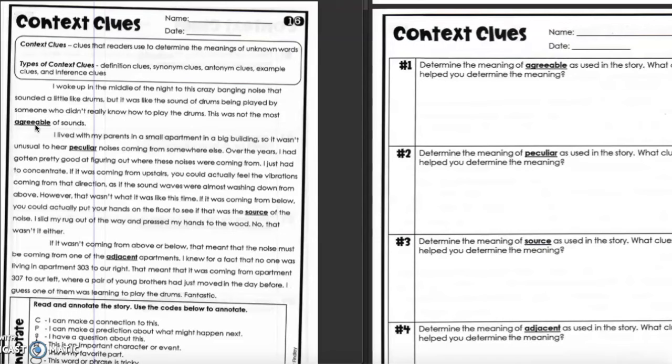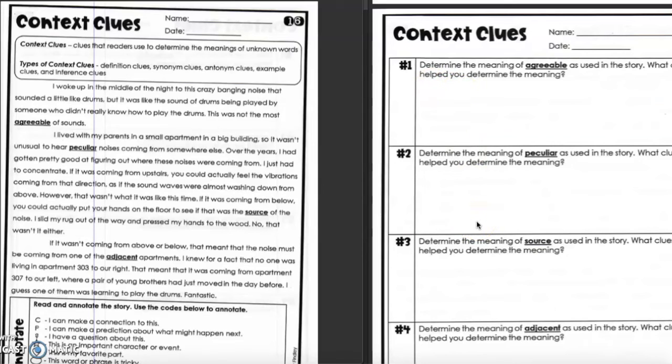So the way to check your context clues is to put the word that you come up with, or the meaning of the word, in place of agreeable, or in place of the word you're trying to figure out, and see if it makes sense. This was not the most enjoyable of sounds. Does that make sense? He's talking about how banging drums in the middle of the night, being woken up by it, doesn't sound very good. I would imagine that that would not be very enjoyable. So agreeable means enjoyable. Let's give number 2 a shot.